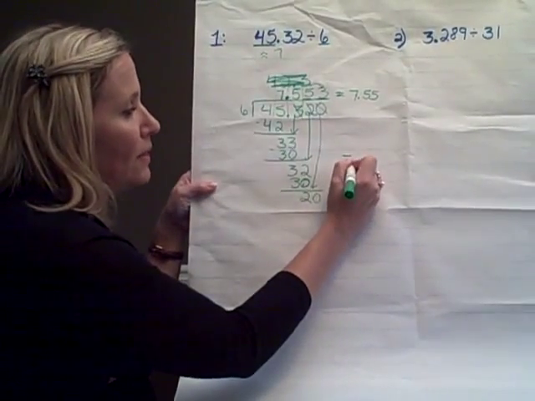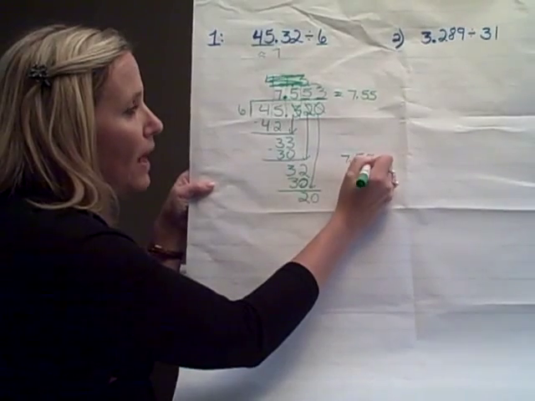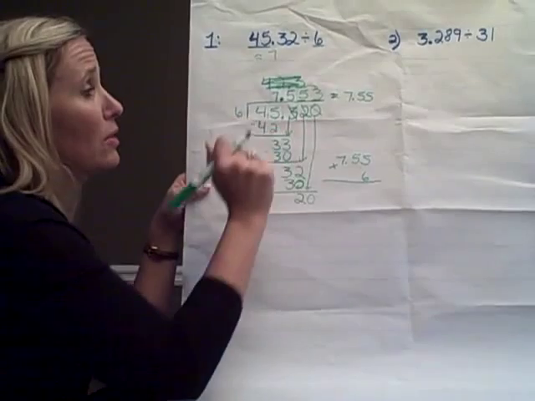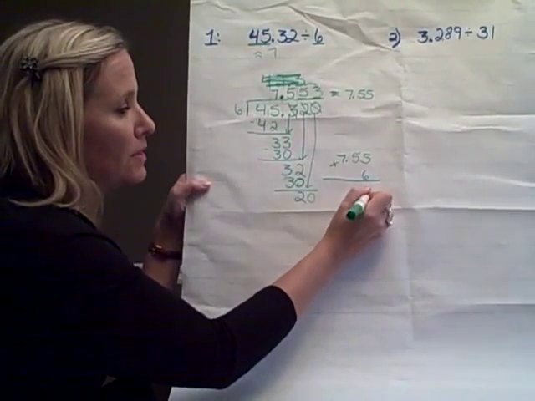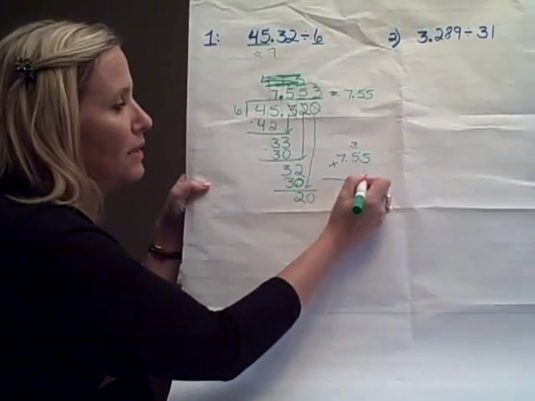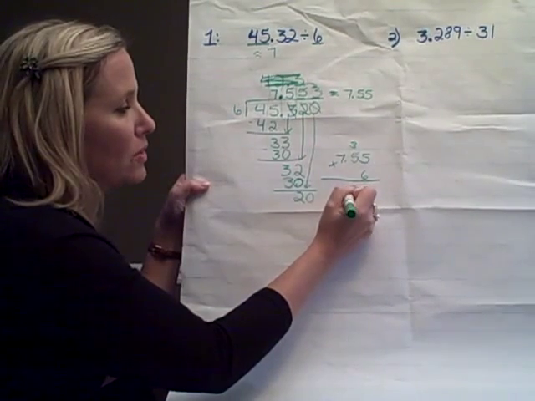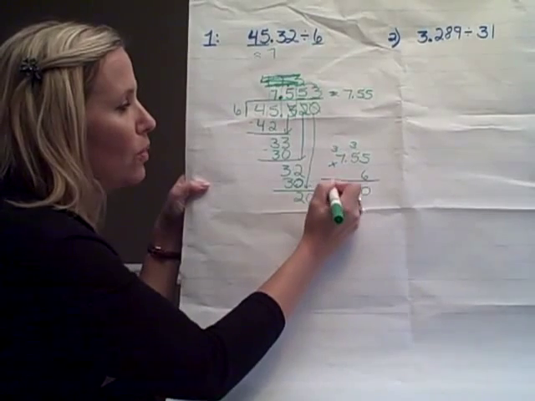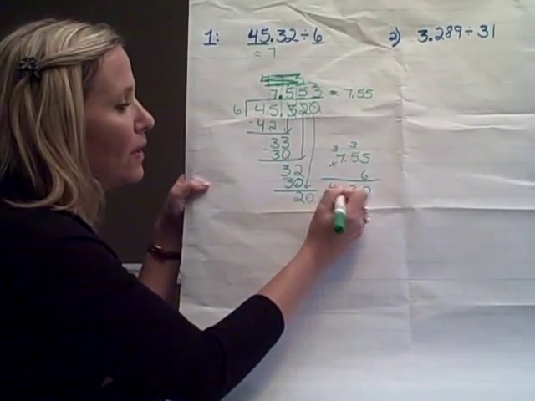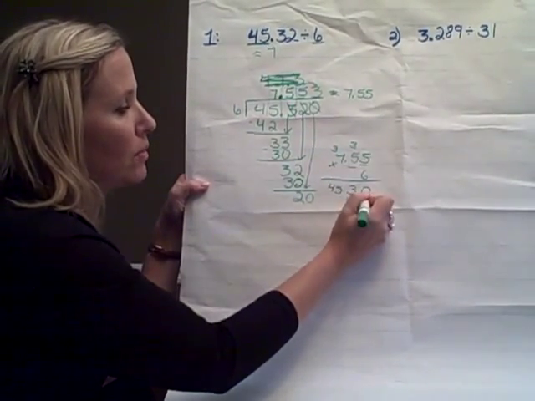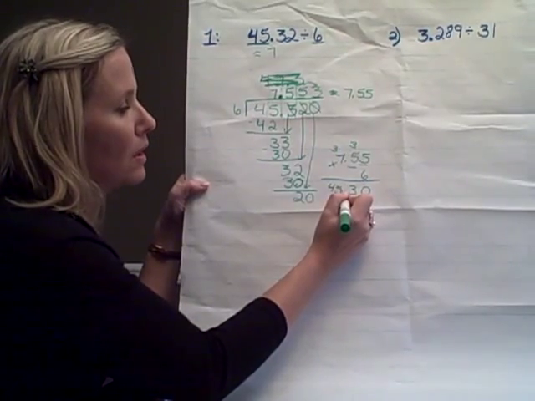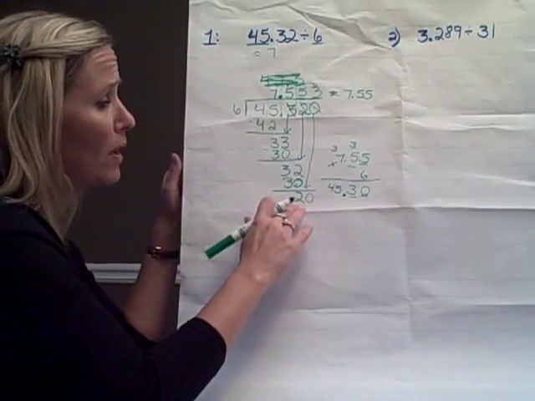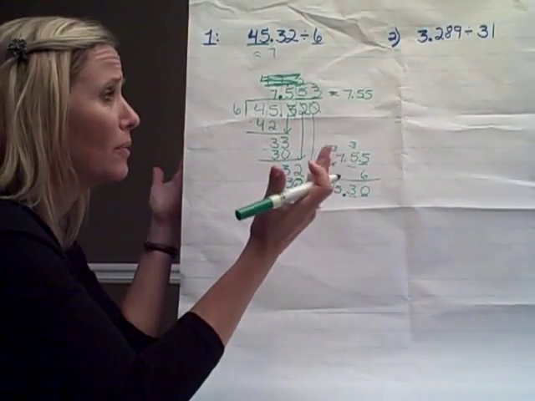So I'm going to take 7 and 55 hundredths times 6, and let's hope my answer is something close to this. 6 times 5 is 30, carry the 3. 6 times 5 is 30, plus 3 is 33, carry the 3. 6 times 7 is 42, plus 3 is 45. And I need 1, 2. Now it's close, all right? And if you look, the 2 is probably what I would have had as a remainder, so I'm pretty good there.